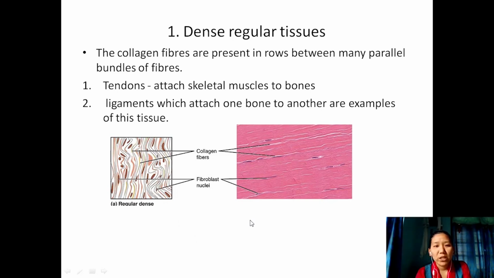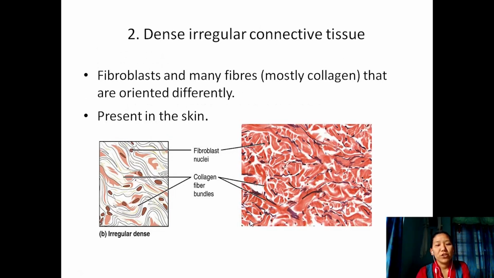Now the other one is dense irregular connective tissue. In this case, the orientation of the fibers is irregular. They do not have a particular pattern; they are all arranged randomly. The orientation is different, so it is called irregular connective tissue, and it is usually present in the skin.